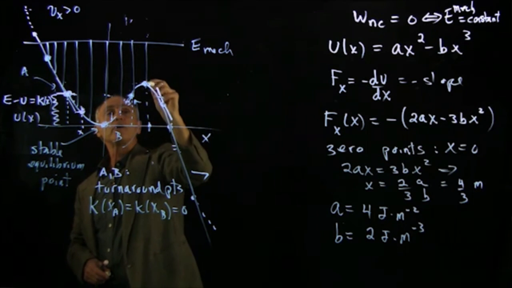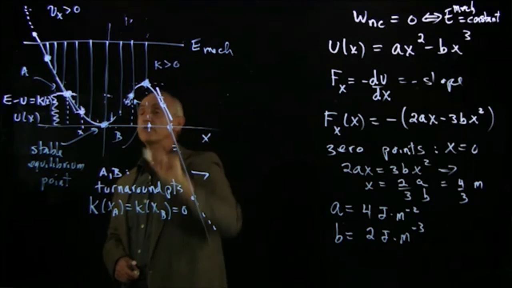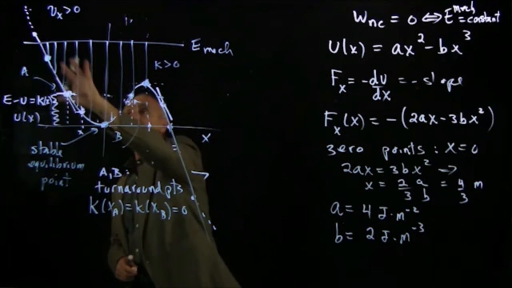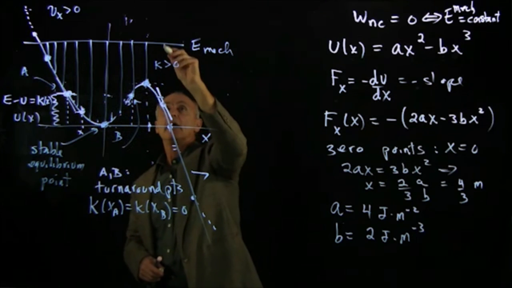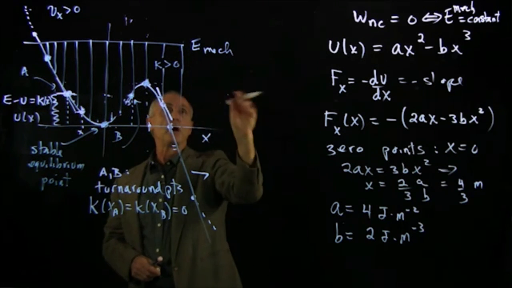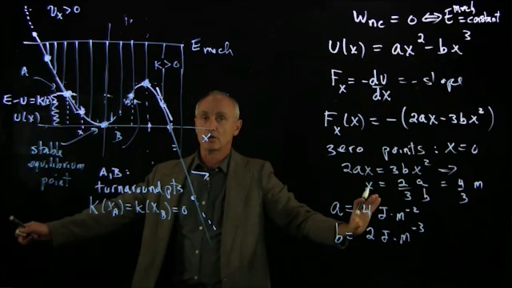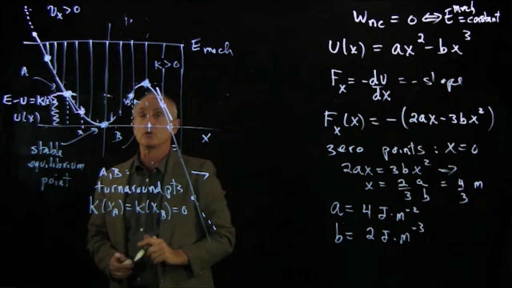But notice that over here, the particle still has some positive kinetic energy. And so it can get over this hill. And when it gets to the other side, the force was in the positive direction. It increases its kinetic energy, and it goes off to what we're referring to as infinity.